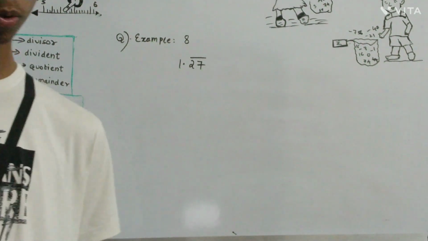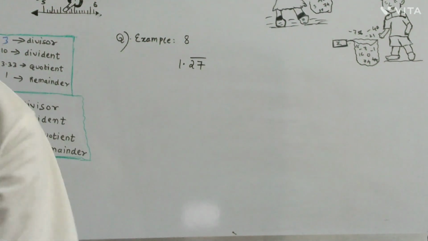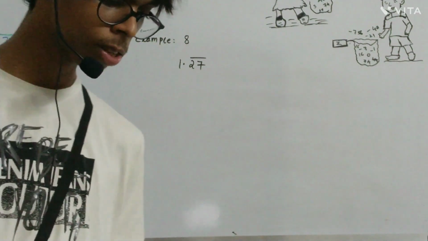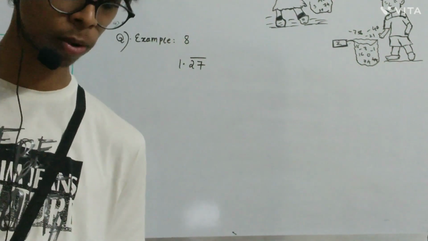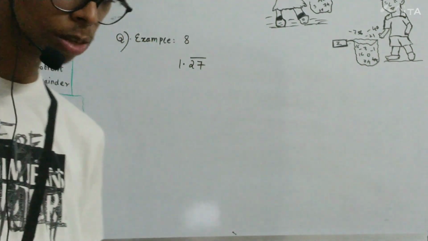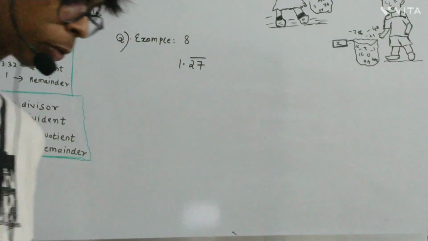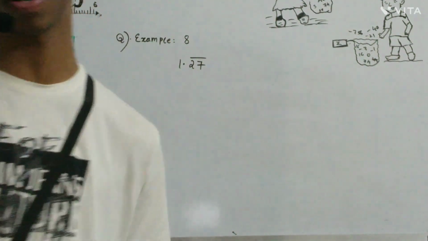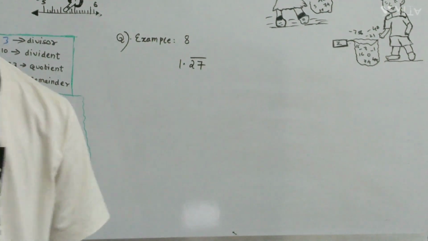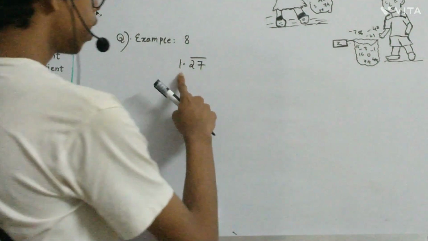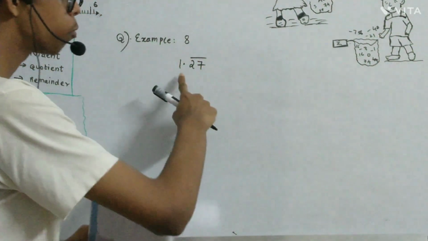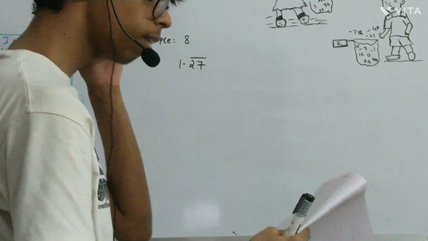Okay, now let's move on to our example number 8. Example number 8 is: show that 1.272727, which can be written as 1.27 bar, can be expressed in the form of p by q where p and q are integers and q not equal to 0. It is a similar question as we had done in example number 7. So here just see, they have asked you to find the fraction form of 1.27 bar.